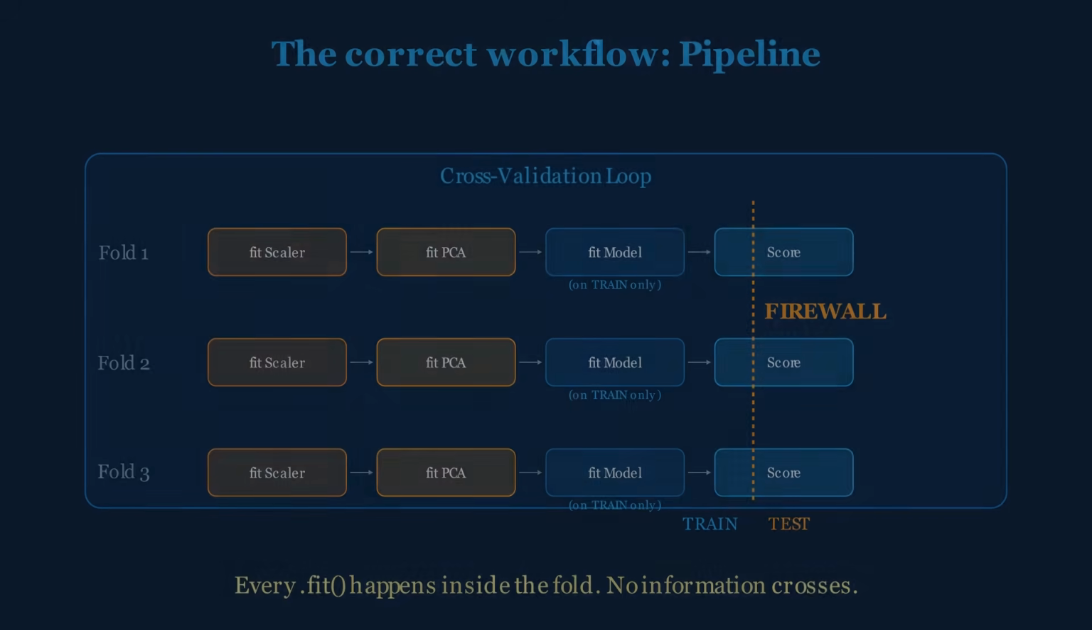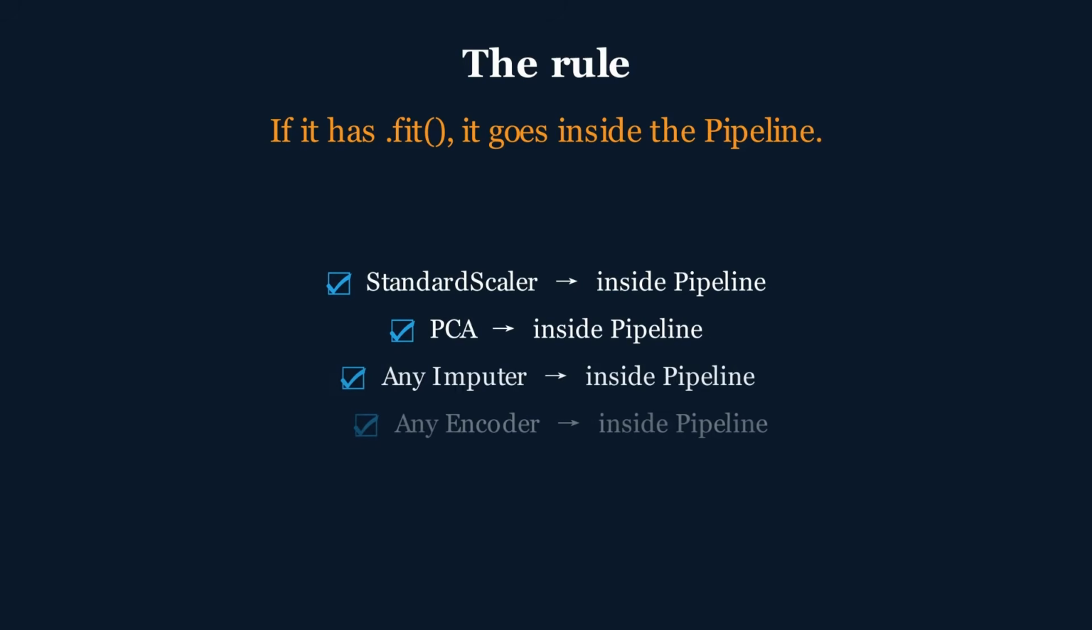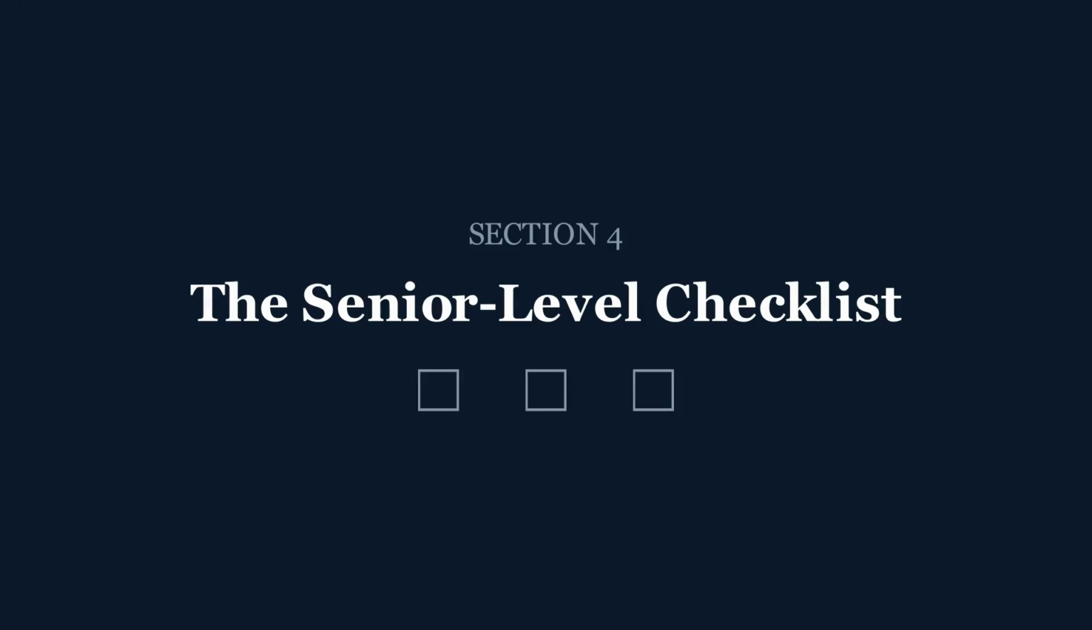Here is my rule of thumb. If your preprocessing has a .fit method, it must go inside a pipeline. Scalers, imputers, encoders, PCA, anything that learns parameters from data must be fitted per fold. No exceptions. At this point, you have a solid professional validation workflow, stratified K-fold with a pipeline. That alone puts you ahead of most practitioners. But there are a few edge cases that can still catch you off guard.